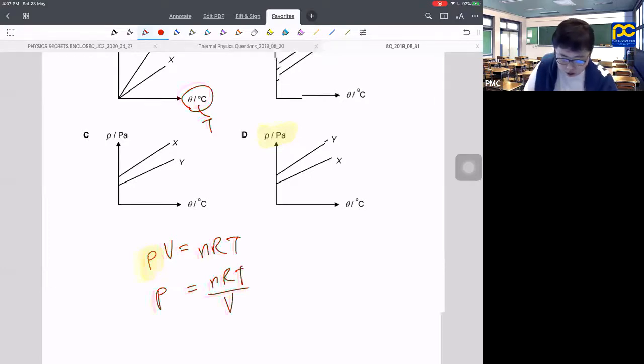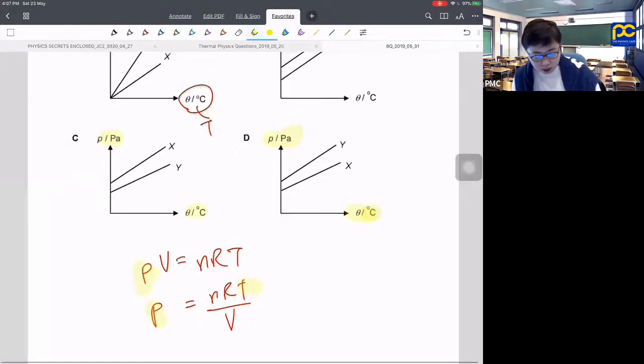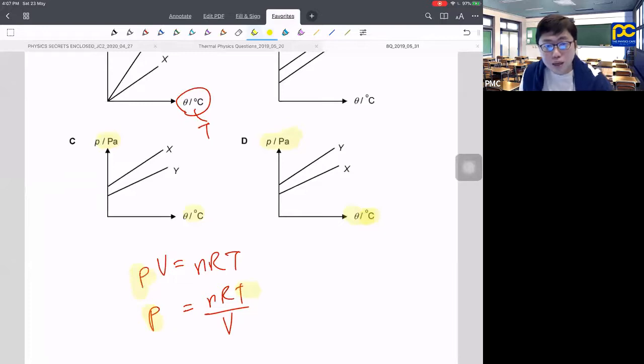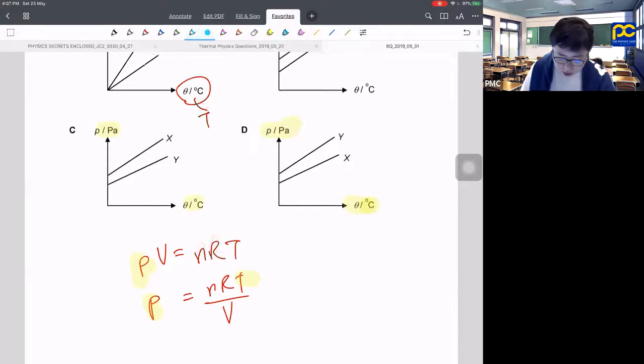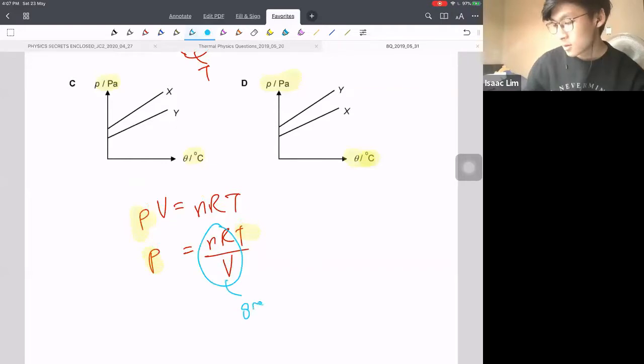All right. So it's this nRT. So pressure is here already. Against what? Against temperature. First of all, the graph must be linear. What should be the gradient of the graph? nR over V. nR over V, yeah. The gradient.